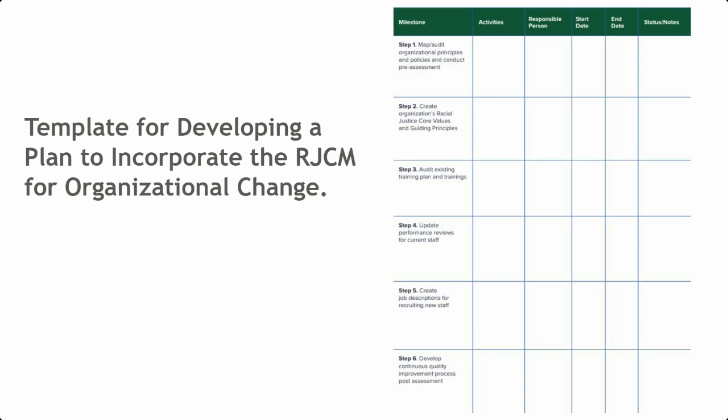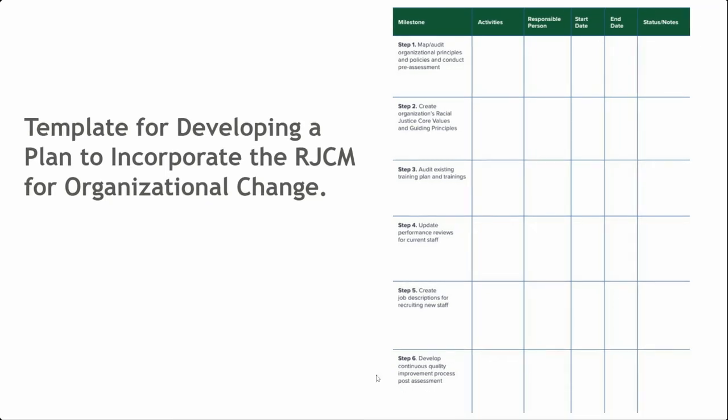Step 3 is when you're auditing existing training plans and trainings. Step 4 is updating performance reviews for current staff. Step 5 is creating job descriptions for recruiting new staff. And step 6 is developing continuous quality improvement processes and post-assessments. So I think this is a really great guide to go through all of those steps, right? So use this as you would like to use it. They do include that in the toolkit.